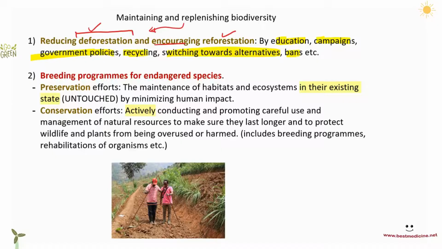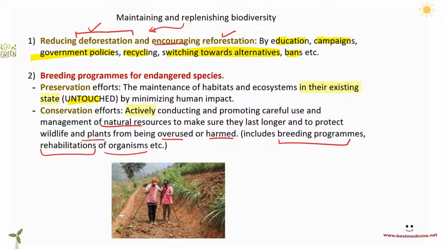You actively take a lot of measures to make sure that the organisms have habitat and are able to mate and breed and so on. So preservation is the maintenance of habitats and ecosystems in their existing state. You leave them untouched. While conservation is that you actively conduct and promote careful use and management of natural resources and other things to protect wildlife and plants from being overused and harmed, right? So these include breeding programs, rehabilitation of organisms, and so on.